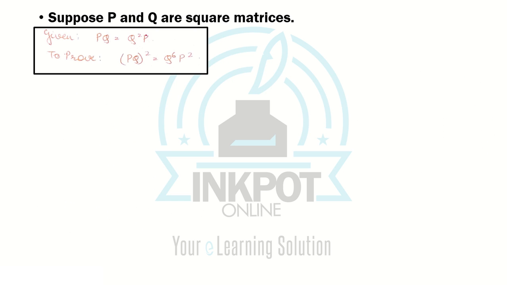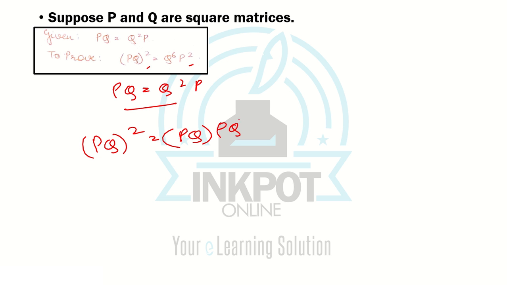Okay. Now the last question that we come to is that suppose you're given PQ is equal to Q squared P, then you're supposed to prove this right here. My suggestion with any such question is to write it out very simply. So PQ is equal to Q squared P is what you're given. Okay. PQ square is going to be PQ into PQ, which is equivalent when you substitute to Q square P into Q square P.